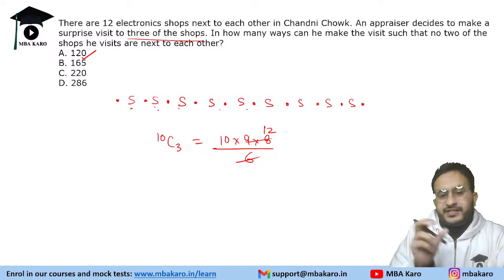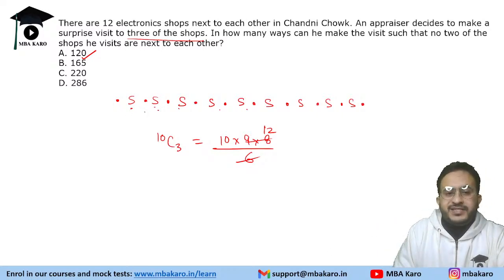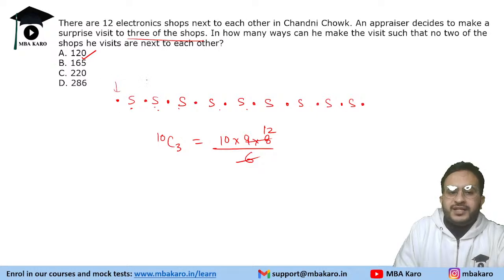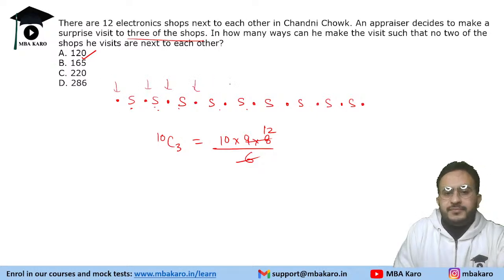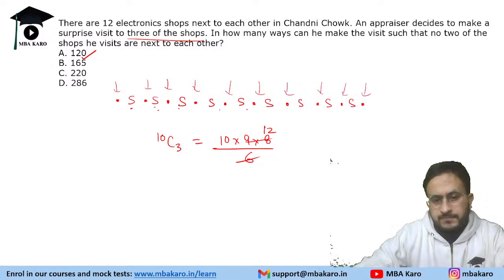So you will have one extra space, right? So you have 10 spaces, and you have to put 3 shops in any of these 10 spaces. So they can come in any 3 spaces. So 10C3 will be the answer.